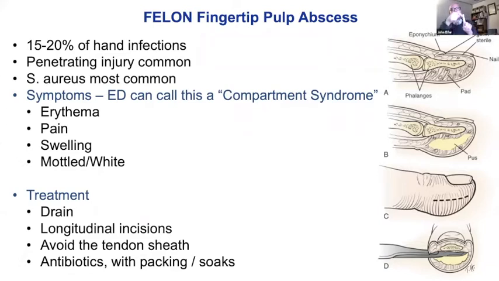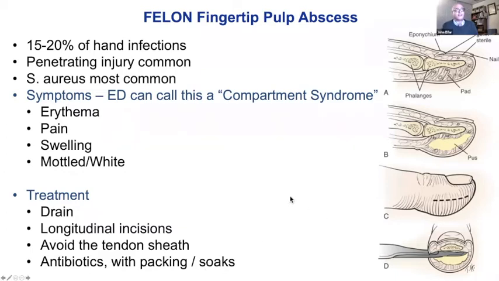It's important to not get into the flexor tendon sheath proximal to the distal interphalangeal joint. So it's important to stay distal to the distal interphalangeal joint so that the flexor tendon sheath isn't seeded. These are treated with antibiotics, maybe packing. Sometimes you can't fit packing in these, but definitely soaks. And they usually heal pretty well.